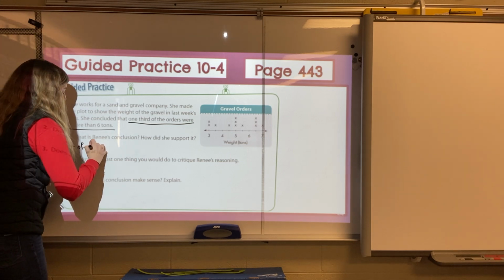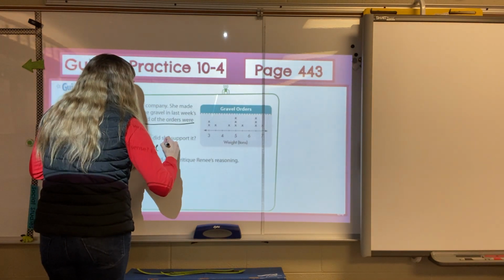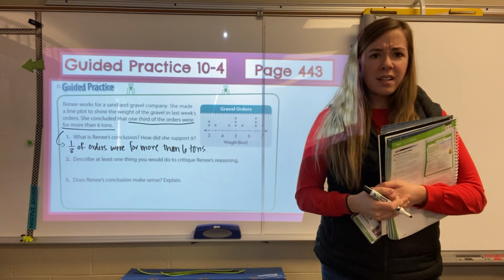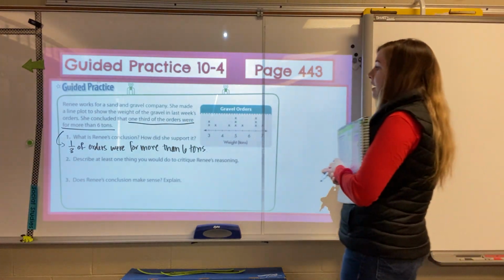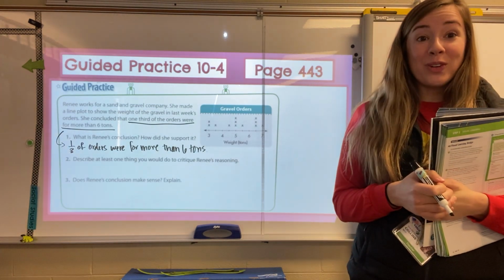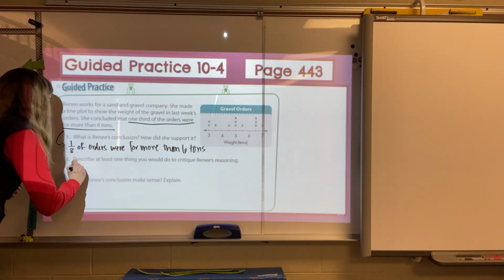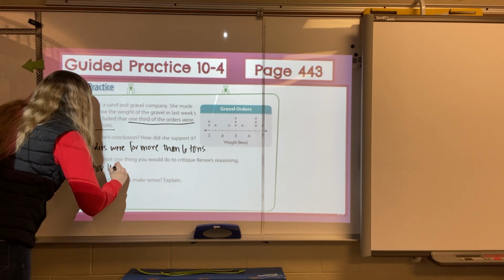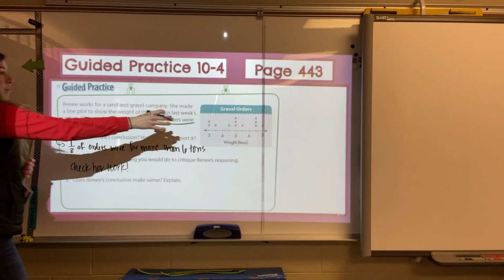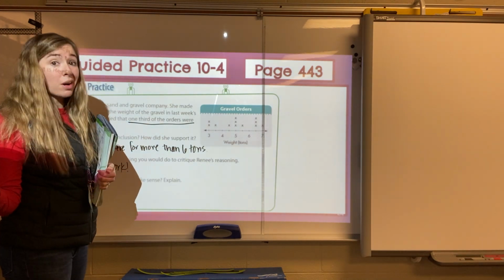1/3 of orders were for more than 6 tons. Also, holy moly, that's a lot of sand and gravel. I wonder what they're doing with it. Okay, describe at least one thing you could do to critique Renee's reasoning. So what have I said we have to do first every single time? Check her work. So if we check her work and make sure that the line plot over here agrees with her conclusion, then we're good to go. If we see that it disagrees, then we have to say, hey, Renee, you're wrong. You didn't do it right.